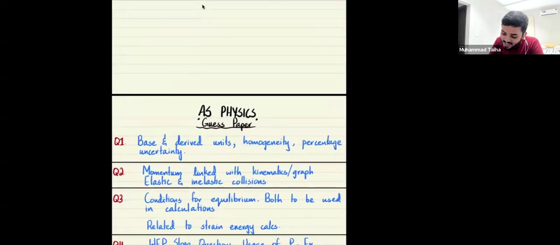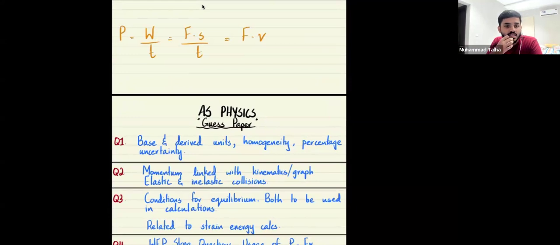What's the derivation of P equals FV? You guys just made me speed run the entire syllabus. So power is work done over time. Work is force times displacement over time. And because displacement over time is velocity, this is what it is.